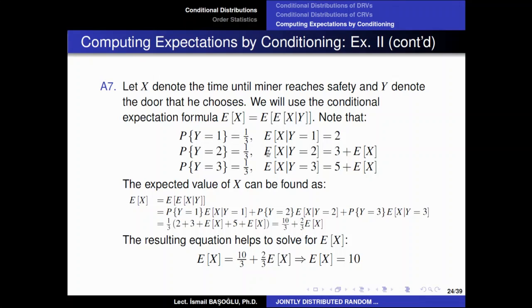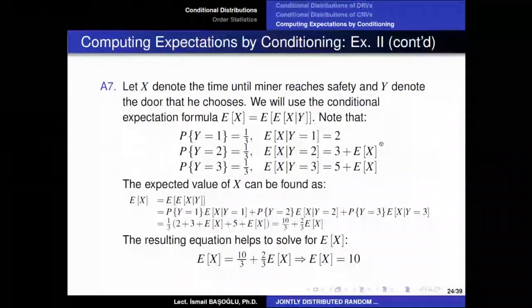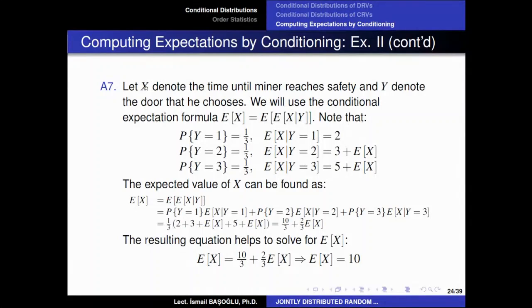But what is the conditional expectation of the time until reaching safety if he selects the second door? Now, if he selects the second door, he is going to travel for 3 hours, and he's just going to waste these 3 hours and come back to the starting point. And when he comes back to the starting point, the expected remaining time until he reaches safety after these 3 hours of travel is going to be the same as the expected time in the beginning. Why? Because he is basically restarting the process itself from the beginning. He's going to start the game.